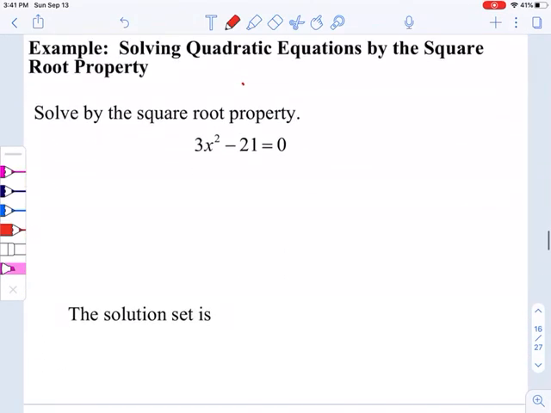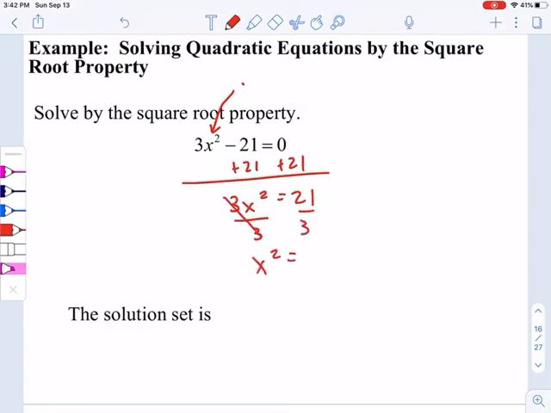So solve using the square root property: 3x squared minus 21 is equal to 0. So what they're telling us is we can isolate the x squared. So what would I do first? I'd get rid of that minus 21. I would do that by adding 21. We'd have 3x squared is equal to 21. Get rid of the 3. Divide by 3. We'd have x squared is equal to 7.